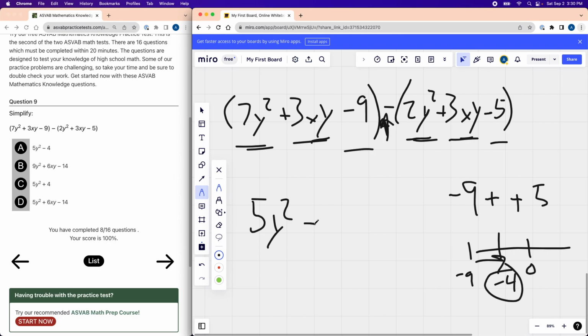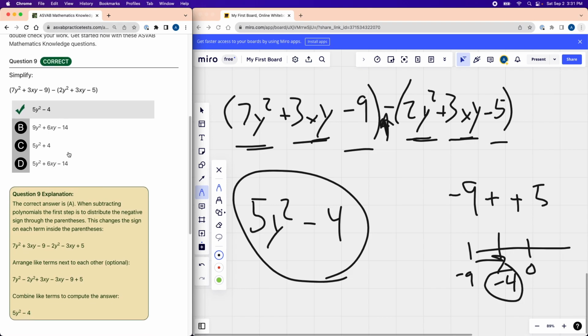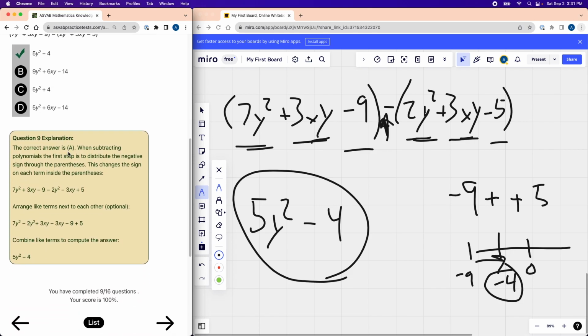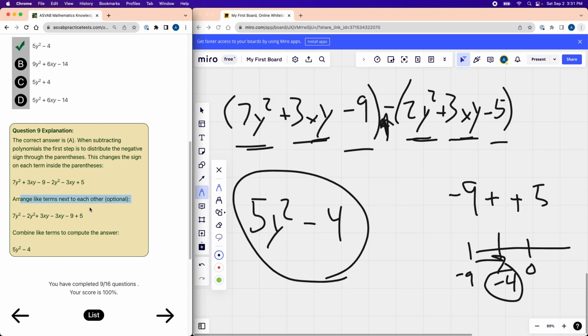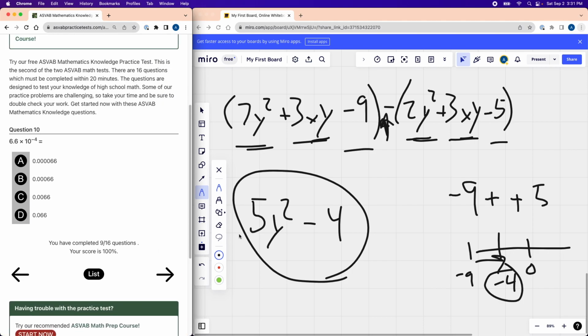So I can just plug that right back in. So that's going to be minus 4. So our simplified version of that is going to be 5y squared minus 4. And we can see that is one option right here, 5y squared minus 4. And that is the correct answer. And they give their explanation: arrange like terms next to each other and try and combine terms to compute the final answer. All right. Let's move on to the next one here.